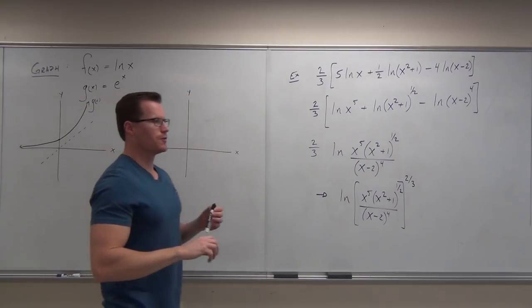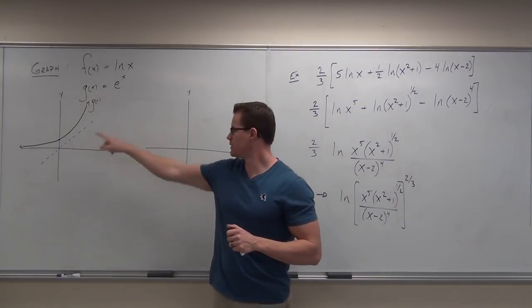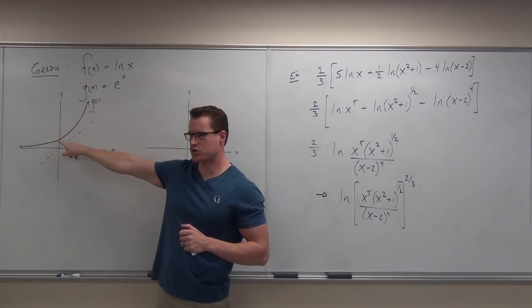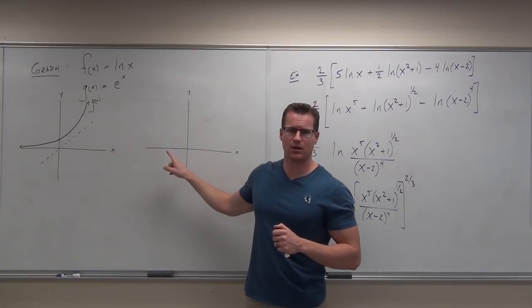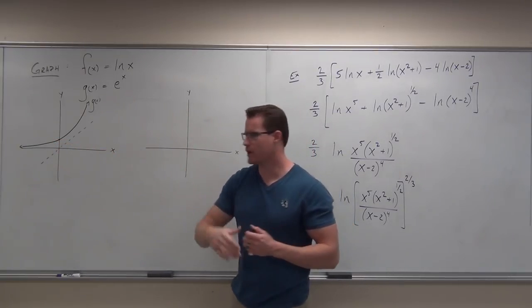So tell me, if 0, 1 is on my e to the x function, what has to be on my ln x function? Good, because inverses just flip the x and the y.